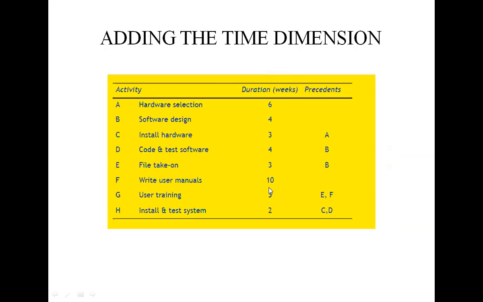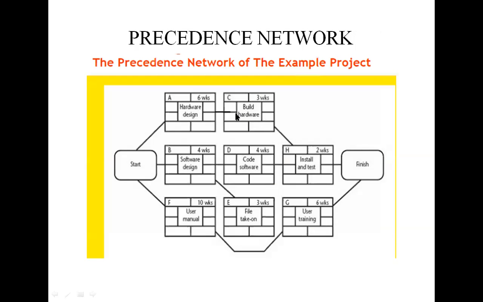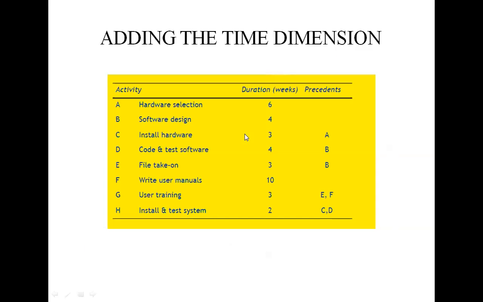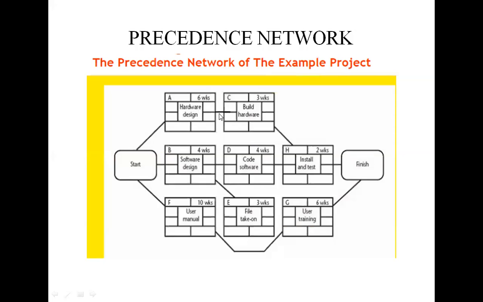Then we build or install hardware, and we are giving it a duration of 3 and precedence to A. Here D is 4 weeks with precedence to B, and E here has precedence to B. And G here has precedence to F.